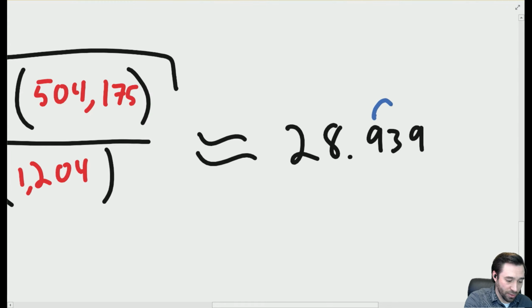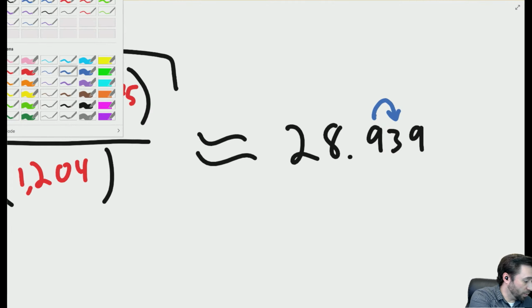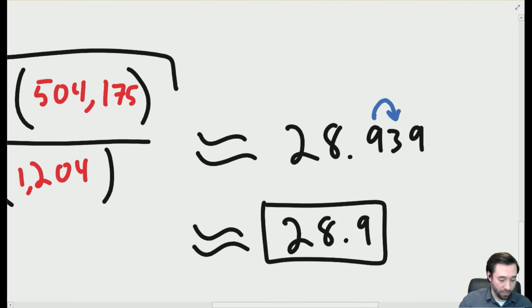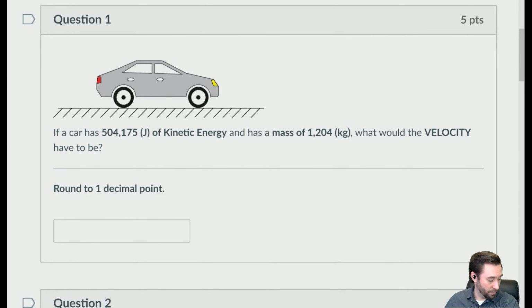So I look at the one that's to the right of that, and if this is a 5 or above, so 5, 6, 7, 8, 9, then I'm going to round up, and if it's a 4 or below, I'm going to round down. So in this case, it is a 3, so I'm going to round down, so this will end up being approximately 28.9. And that's what I'm going to put in as my answer. 28.9. Cool.